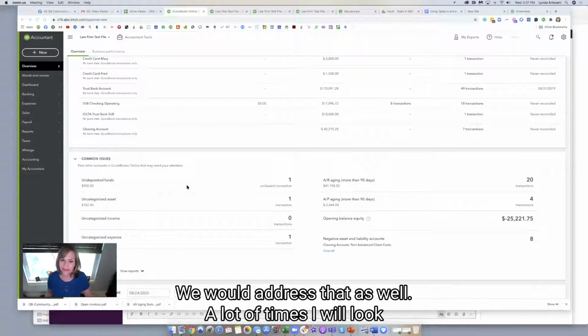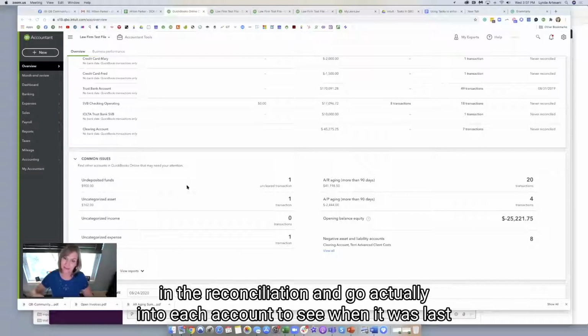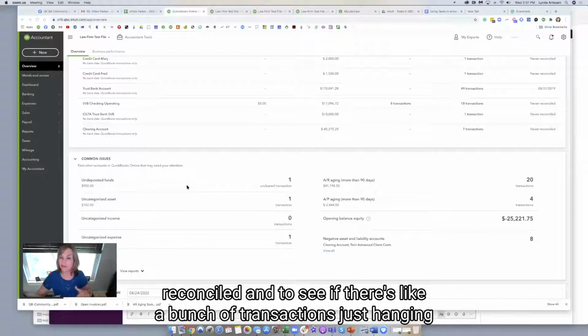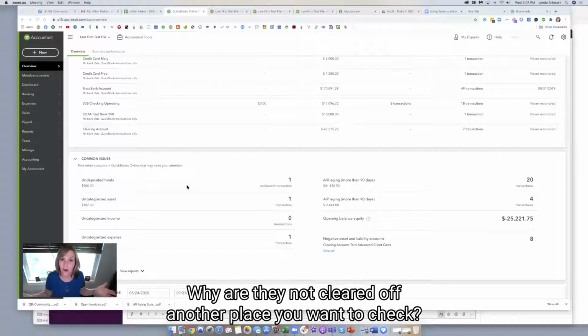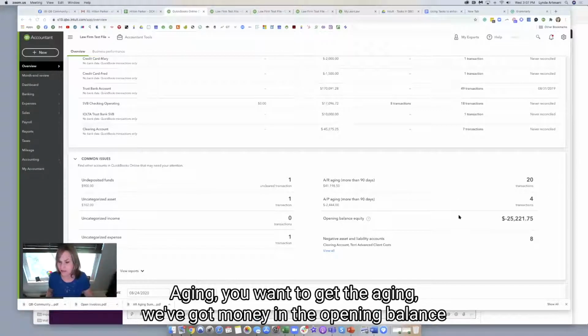A lot of times I will look in the reconciliation and go actually into each account to see when it was last reconciled and to see if there's like a bunch of transactions just hanging from prior periods, just sitting there, not cleared off. Why are they not cleared off? Another place you want to check: aging, you want to look at the aging.